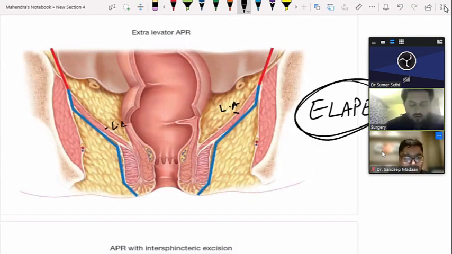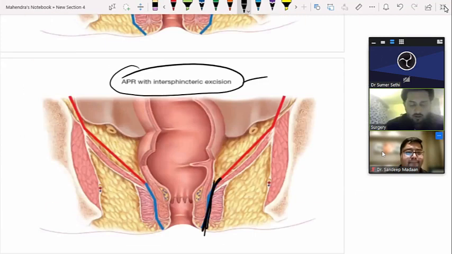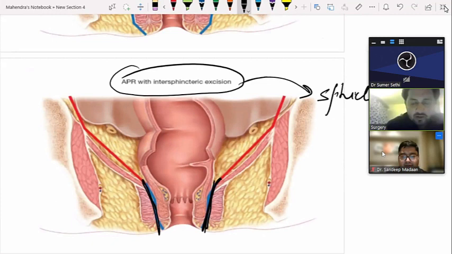So this is extralevator abdominoperineal excision, an extensive surgery, and there are modifications where your excision goes between the internal and external sphincter. So this is a sphincter preserving type of APR. These are some of the new modifications, the new advancements in the surgery of the rectum.